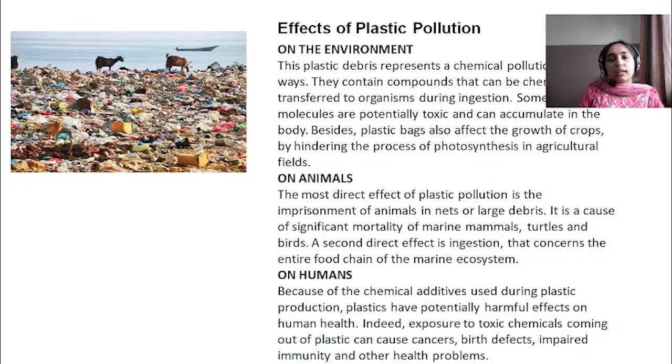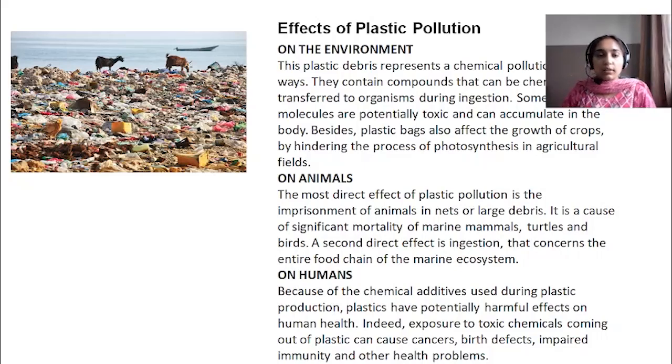Now, the effects of plastic pollution can also be seen on animals. The most direct effect of plastic pollution is the imprisonment of animals in nets or large debris. It is a cause of significant mortality of marine mammals, turtles, and birds. A second direct effect is ingestion, which concerns the entire food chain of the marine ecosystem. So the effects of plastic can also be seen on animals.